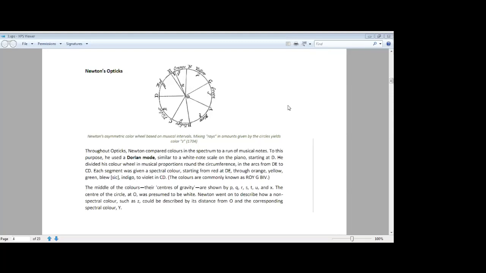If somebody knows how a piano works, you would understand that it starts at D. So, the white note scale. He divided his color wheel in musical proportions around the circumference. Just remember that he did that; how he did it is not very relevant for you, because in an examination they could ask you that Newton's optics is based on so-and-so thing. So remember the musical instrument, the piano, and how it is. It is basically in musical proportions around the circumference, in the arc from DE to CD, which I've already told you.